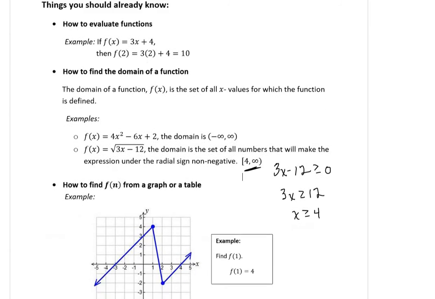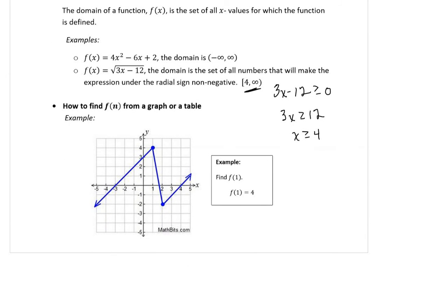The next thing that I want to do is to look at finding a function value from a graph or a table. For example, if I want to find f of 1, remember that this 1 is my x value. So I come over here to the 1 on my x-axis and then go up to this point right here, and that is the point (1, 4). So my x value is 1 and my y value, or f of 1, is 4.